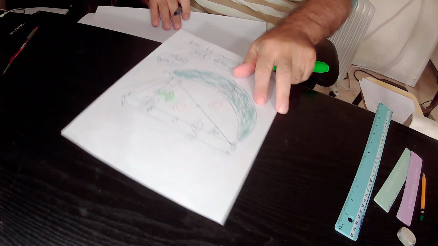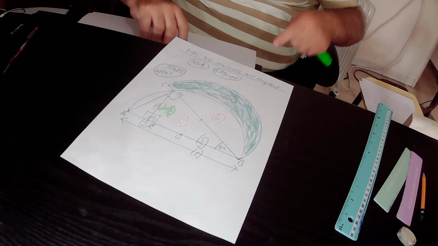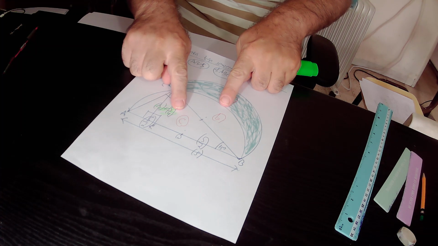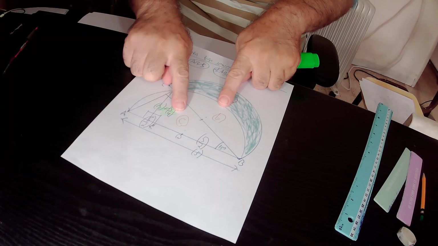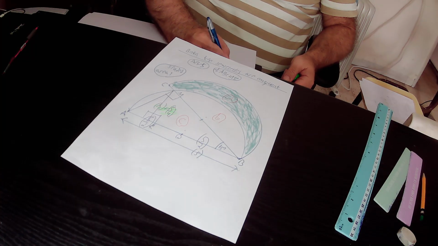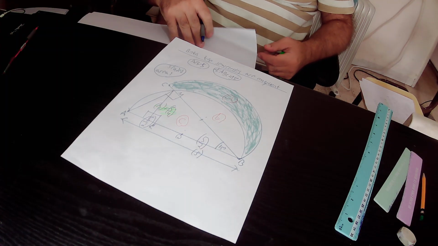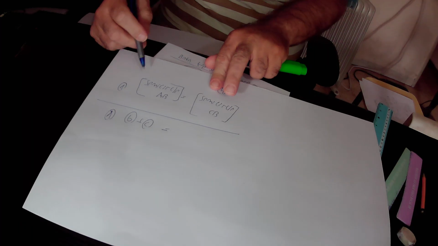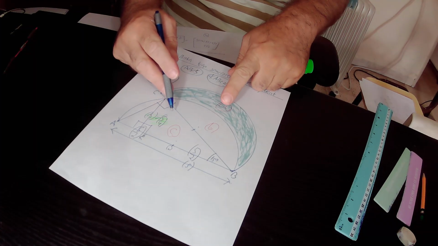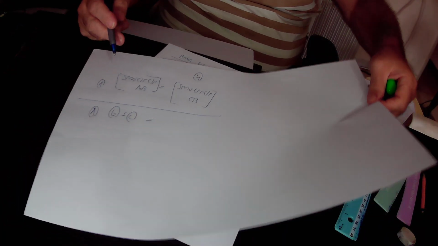What is the area of semicircle AB? Semicircle AB consists of those two shapes, and therefore its area must be equal to the sum of the areas of those two shapes, that is to say, B plus C. So the area of semicircle AB equals B plus C.